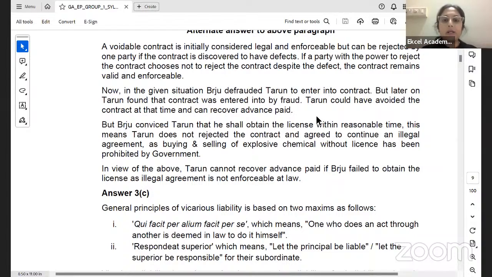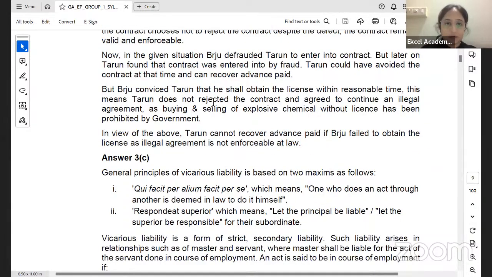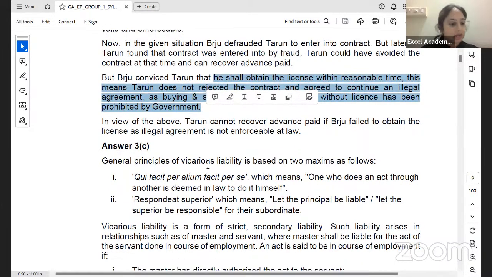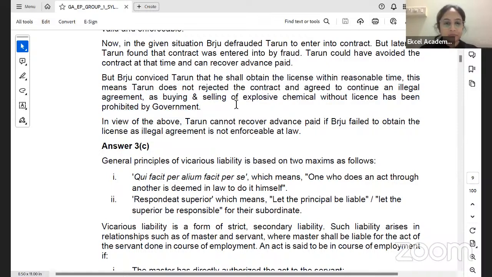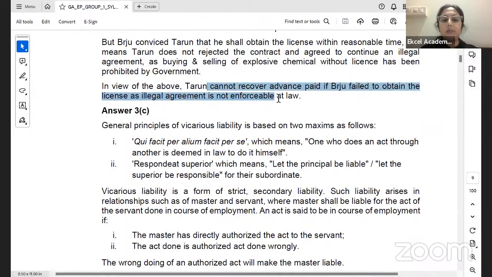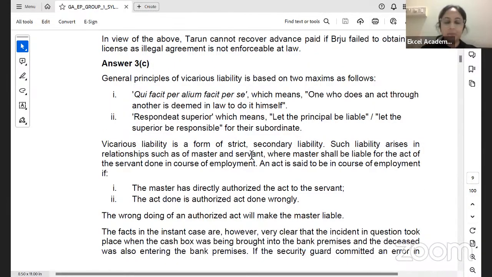He opted to continue. Briju convinced Tarun that he shall obtain the license within a reasonable time. This means that Tarun has not rejected the contract, and they agreed to continue. It's actually an illegal contract, but he agreed to continue. It's not even a contract; it's an illegal agreement because the government has passed the order. But still, Tarun accepted it. So, in view of the above, Tarun cannot recover the advance paid if Briju failed to obtain the license, as an illegal agreement is not enforceable in law because it is illegal.